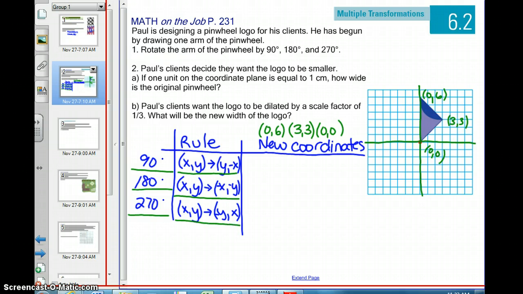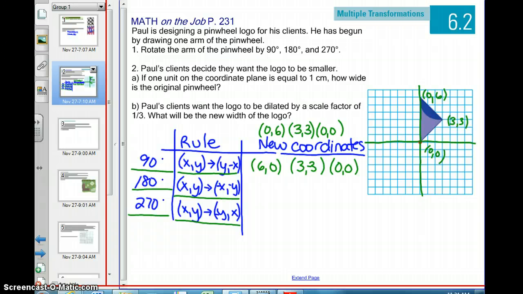So your new coordinates then, if we have 0 and 6 and we're transforming at 90 degrees, we swap the numbers. So we get 6 and 0, and the second term is going to be negative. So negative 0. Negative 0, again, not possible. So it actually is just 6 and 0. Then we have 3 and 3. So again, we flip the coordinates, which is still 3 and 3, and the second term is negative. Last, we have 0 and 0, so we flip them, 0 and 0. Last term is negative, but we can't have a negative 0.